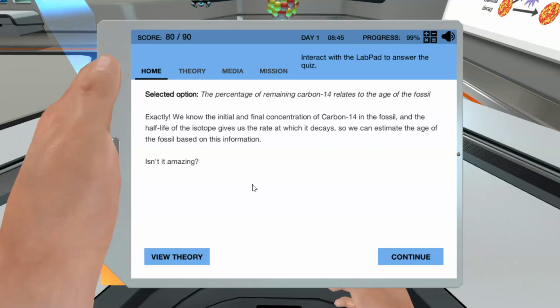Exactly. We know the initial and final concentration of carbon-14 in the fossil, and the half-life of the isotope gives us the rate at which it decays, so we can estimate the age of the fossil based on this information. Isn't it amazing?